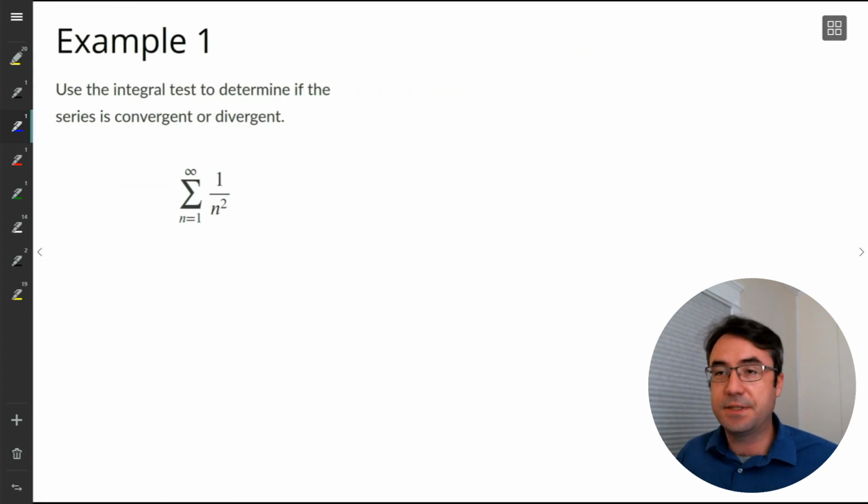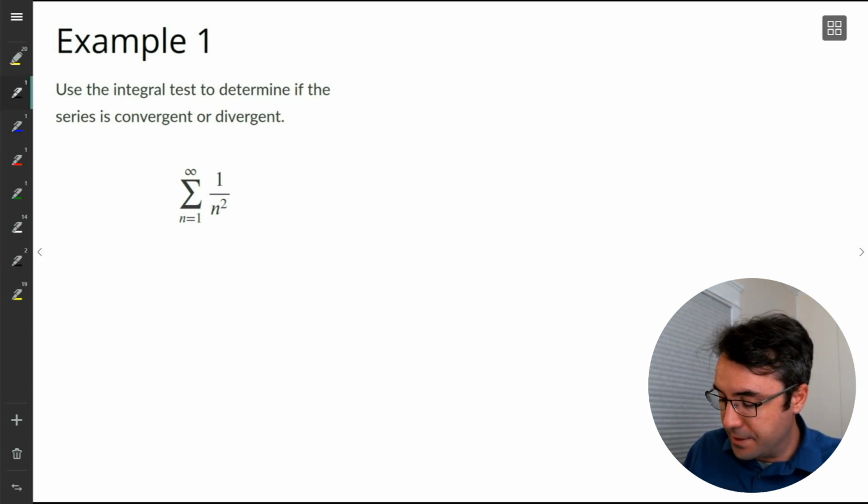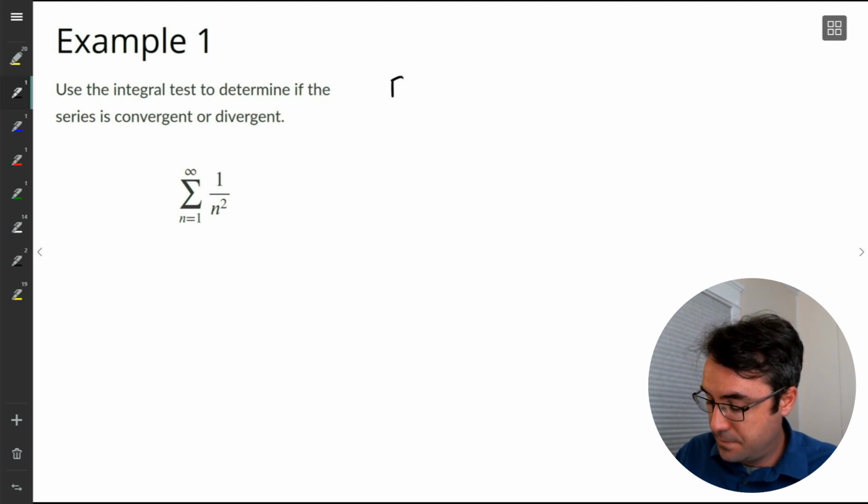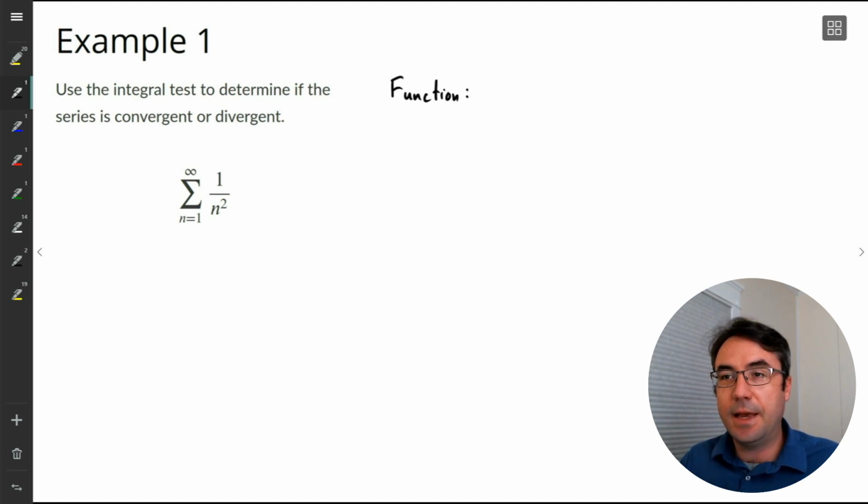So let's actually start with example 1. We're going to use the integral test here to show that the series is either convergent or divergent. We're looking at the series from n equals 1 to infinity of 1 over n squared. There's a few things we have to do to get started with our integral test. The first thing is we have to define the function f of x. And really, we just look at the term of our series and change the n to an x.